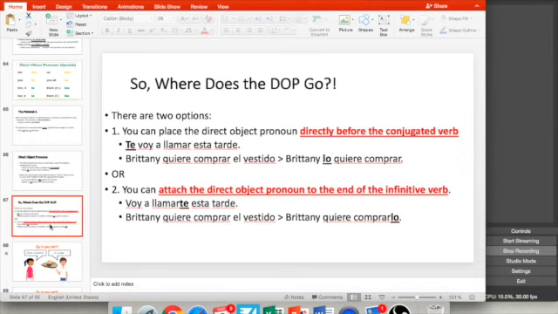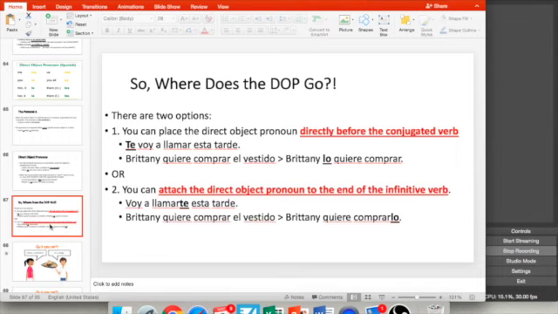I always tell my students, when in doubt, make sure to go through and put it in front of your conjugated verb. If you are ever uncertain that you're putting it in the right place, put it in front of your conjugated verb. It's not going to be wrong in front of your conjugated verb. So if you're unsure, put it in front of your conjugated verb.